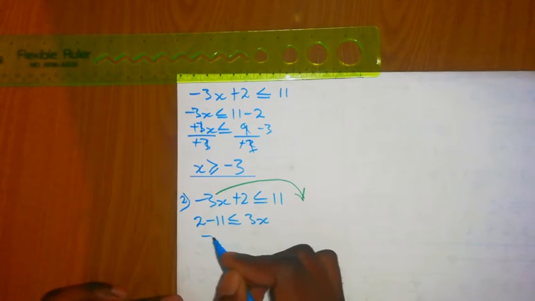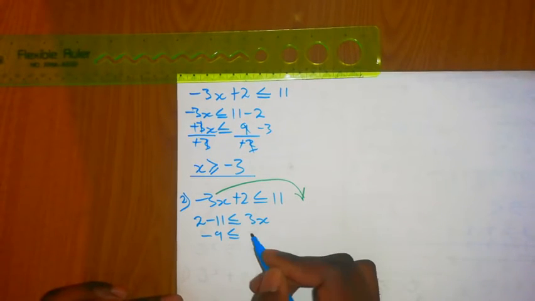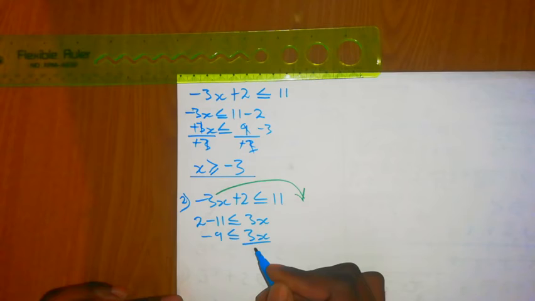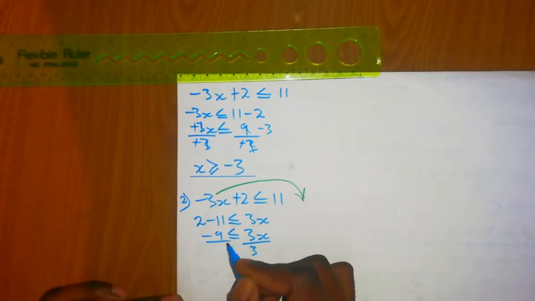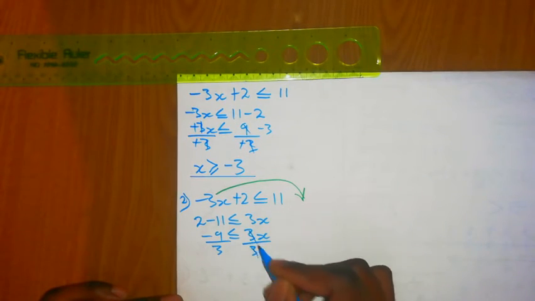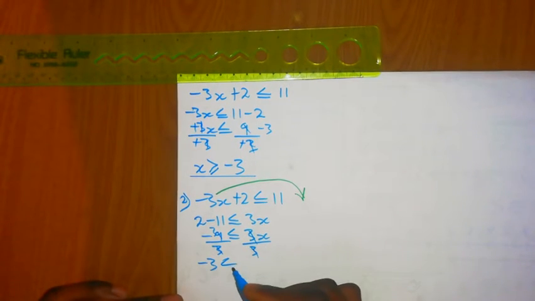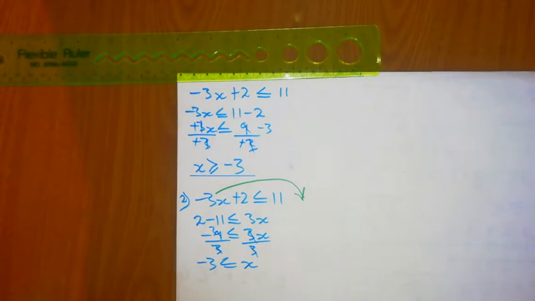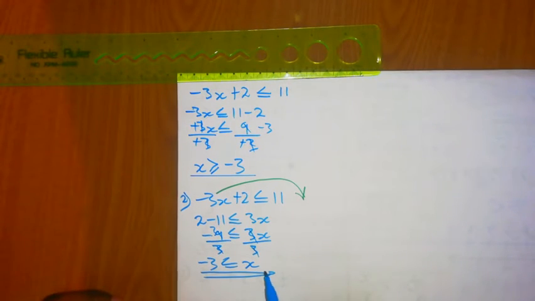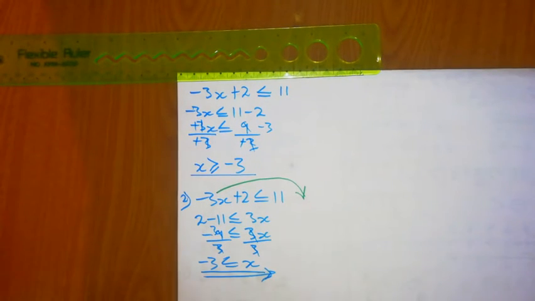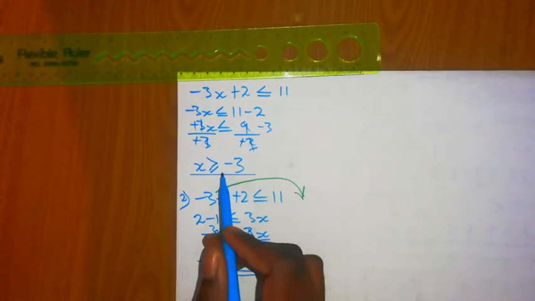3x. Then -9 is less than or equal to 3x. Then you divide both sides by what? By 3. Then -3 is less than or equal to x. That is your answer there. You see, I didn't change my sign. It's still the same thing. Even that one is still the same thing.